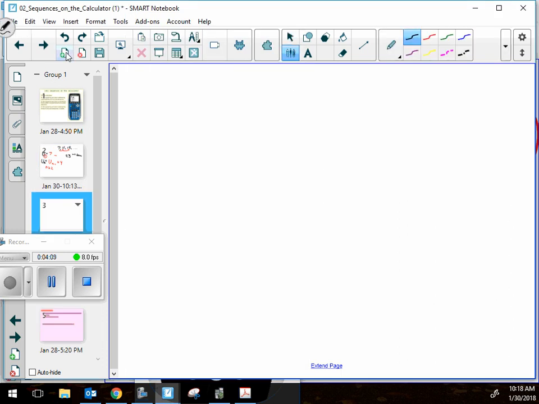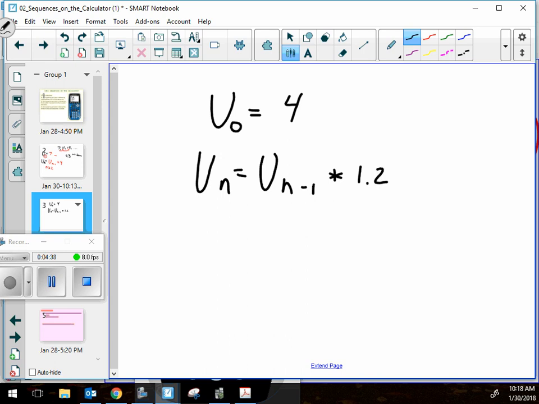where instead of giving you the sequence, I give you how to make the sequence. I want you to note this. I'm starting with u sub 0. Can I do that? Yeah, I can start with any number I want. Usually it's u sub 1, but sometimes they start with u sub 0. Sometimes they start with u sub the year that you're in, like 2018. All right, u sub 0 equals 4. U sub n is equal to u sub n minus 1 times 1.2. My question is, what is the fifth term?